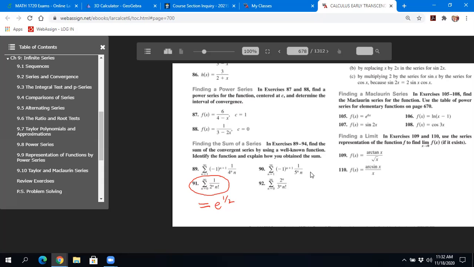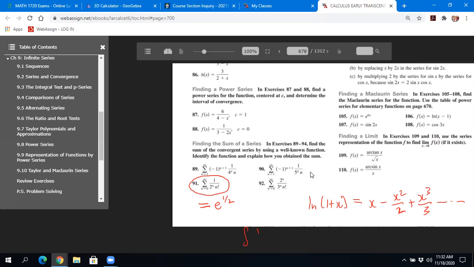Do you guys remember what the logarithm of 1 plus x equaled? It was like x minus x squared over 2 plus x cubed over 3 minus etc. Where did that come from? Well, it came from this.